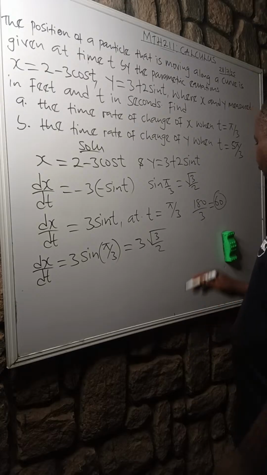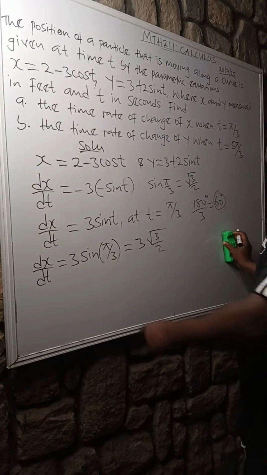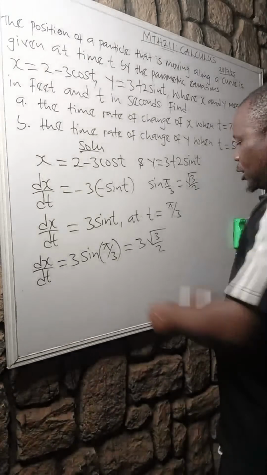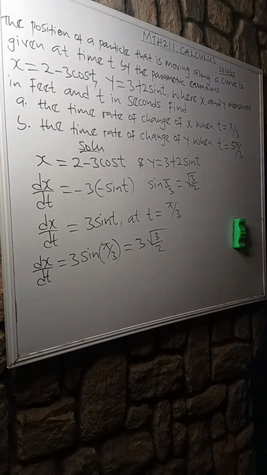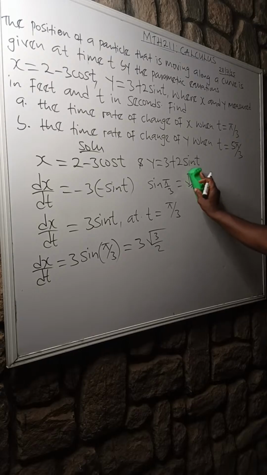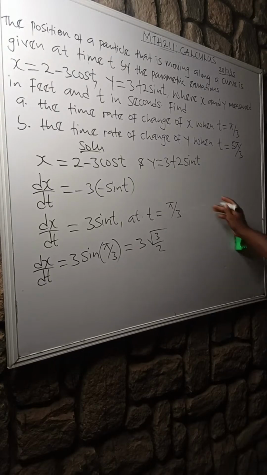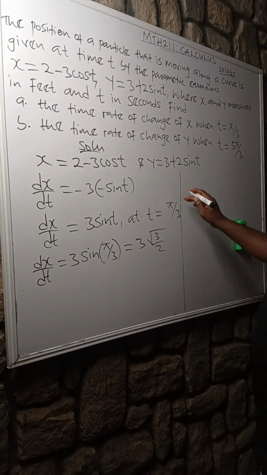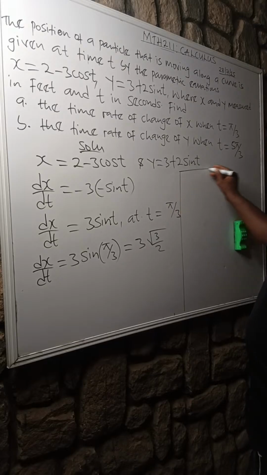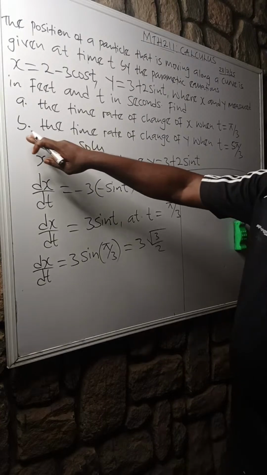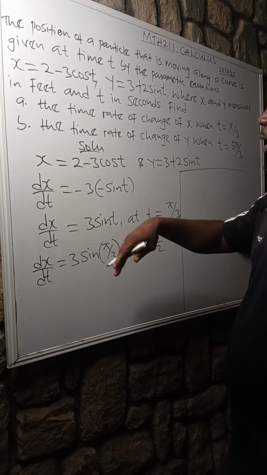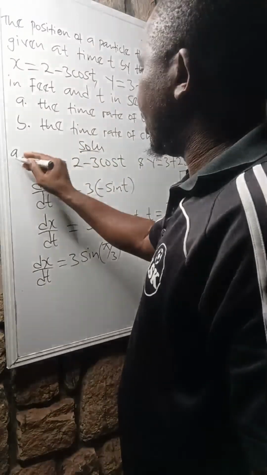60 degrees. True or false? Yeah. Okay? So that is that. This is what you are supposed to have. Then let's come to consider y. That is our B part of the question. This is A.